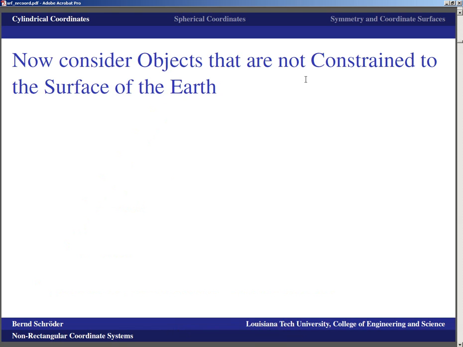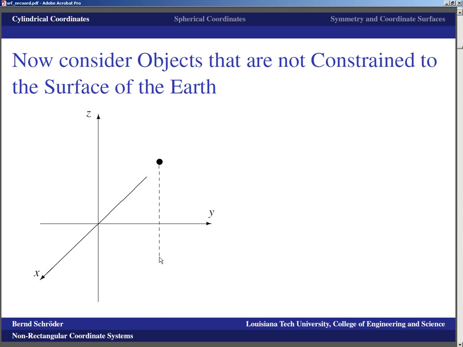If we now consider objects that are not constrained to the surface of the Earth, well, we could do the same thing, right? We get ourselves our xyz right-handed coordinate system. We look at a point that is now in space. We can project that point down to a point in the xy plane.